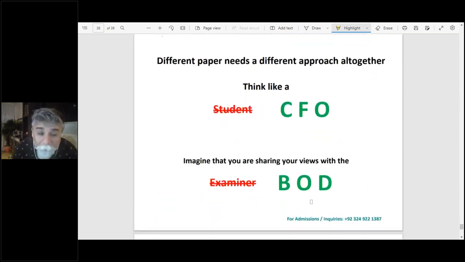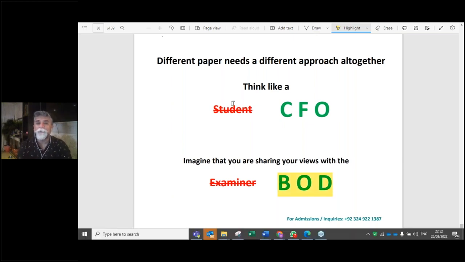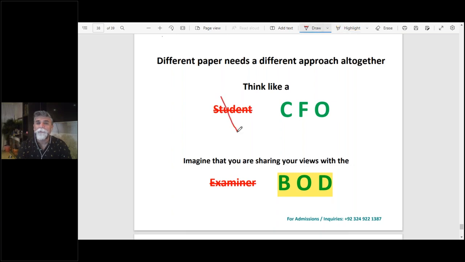Again, lastly, I would like to remind you, this was my first slide yesterday as well, that if you want to do SBL, you have to think like a CFO while doing the paper. You have to upgrade your thoughts. Think that you are a senior director, an experienced business leader, and you are explaining your points to the board of directors. Do not think that you are a student.